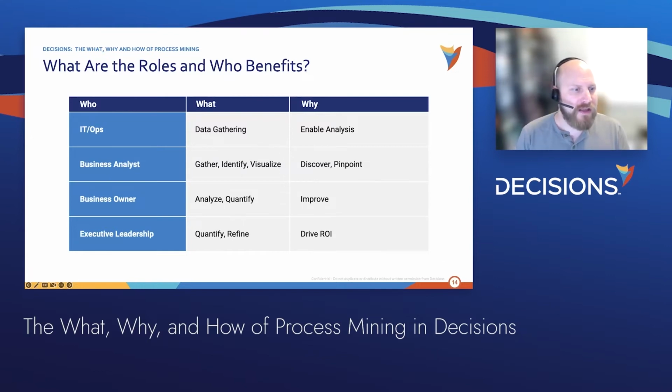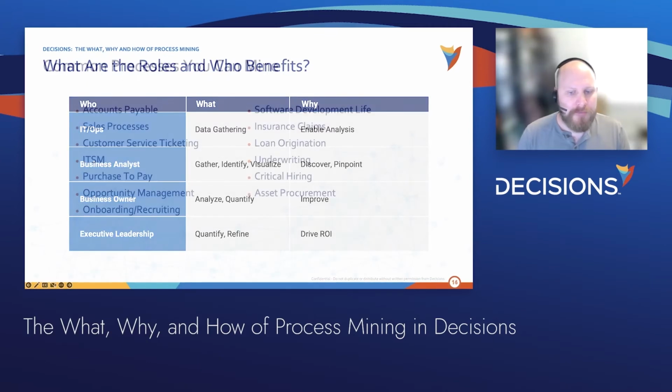The next level here is going to be the business owner. And this is going to be the primary stakeholder who is getting the benefit from the analysis. They're the ones who own the process and want to be able to make the process better. So taking that analysis from the business analyst and understanding how it applies to their process and places that they can improve their process, that's the big benefit there. And of course, you have your executive leadership who benefit every time the processes that they oversee are improved and drives that return on investment to help make the company function better.